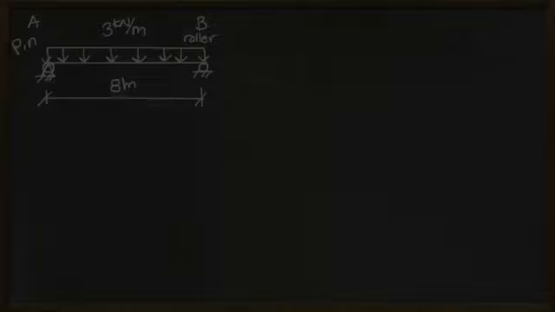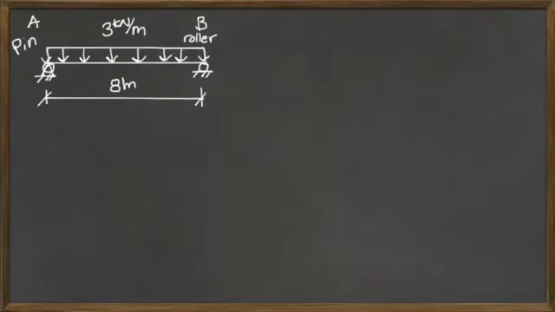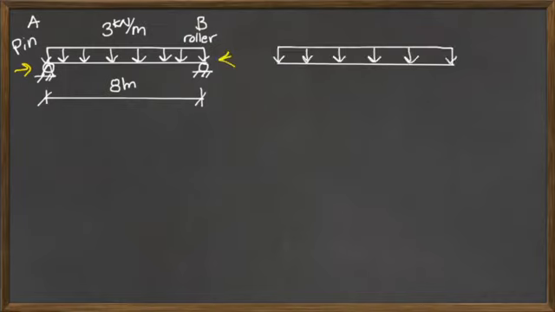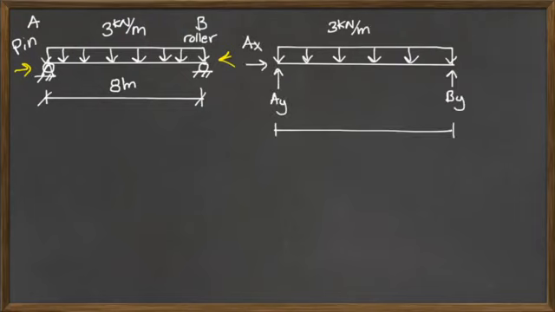In this case, I've got a distributed load of 3 kilonewtons per meter. I've got a pin at one end, A, and a roller at the other end, and the beam is 8 meters long. Always start off by drawing a free body diagram. In this case, a pin can take 2 forces, and I have AX and I have AY. And on this side, a roller can take 1 force in the vertical, so I've got BY. And usually you have a coordinate system so you can figure out what's going on.